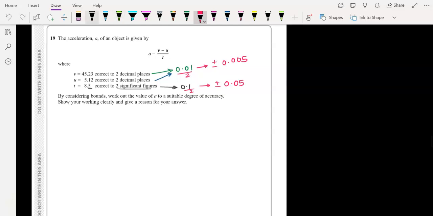So let's start with V. V is 45.23. Since it is rounded to two decimal places, we need to add and subtract 0.005. When you add 0.005, you will get 45.235, and when you subtract, you will get 45.225.